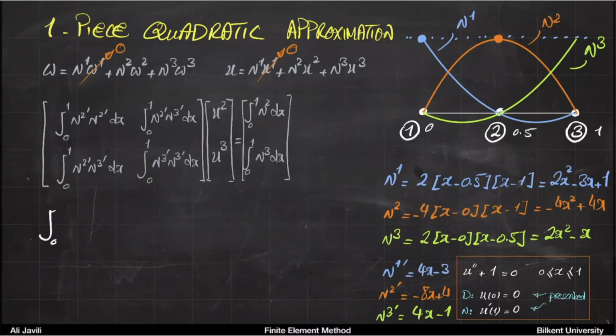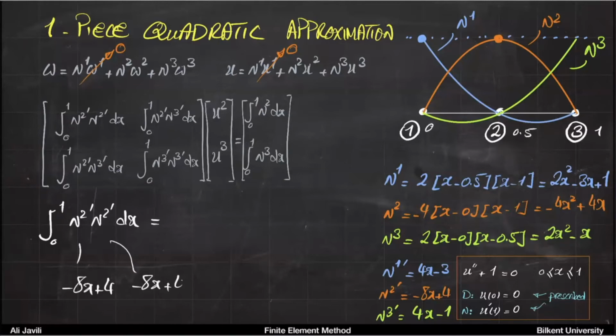So integral from 0 to 1, n2 prime dx. What is that? So what is n2 prime? It's minus 8x plus 4. So n2 prime times n2 prime would be integral from 0 to 1, 64x squared minus 64x plus 16 dx.